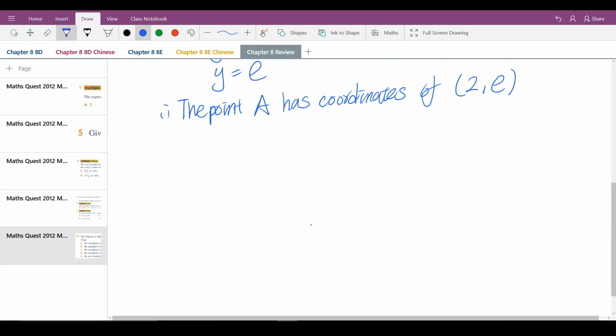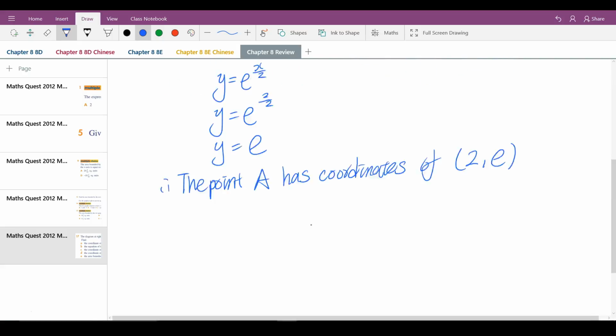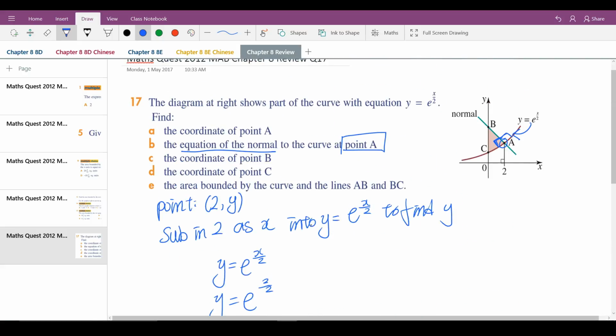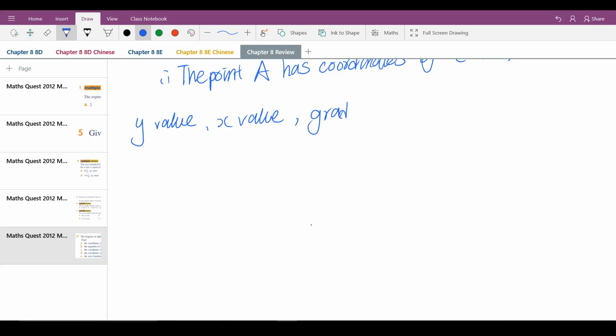Now to find the equation of the normal, or to find any equation, you need three things. By the look of it, the equation of the normal is a linear line, right? So we need three things: a y value, an x value, and a gradient of the normal. That can be defined as the negative reciprocal of the gradient of the tangent, or of the original function.